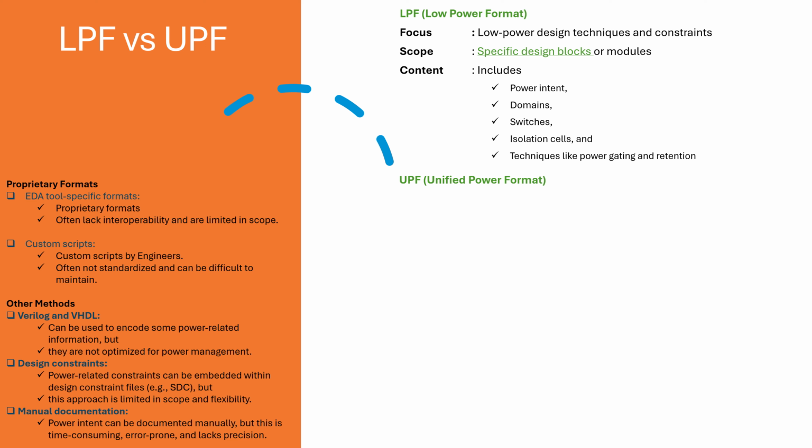Whereas UPF is a more matured version, we can say. The purpose is a comprehensive standard for power intent and constraints. We need to be a little bit more comprehensive, right?